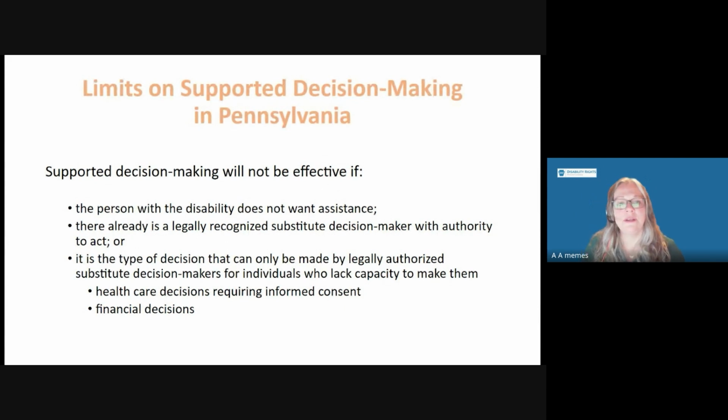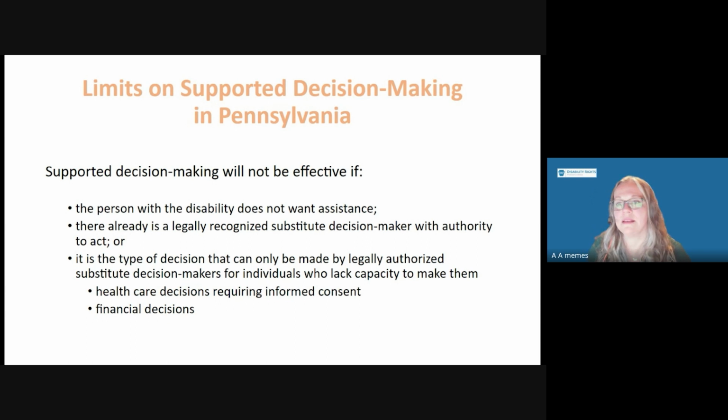The last one, we're going to talk more about these two categories because these are the ones that come up again and again. Supported decision making may not work if it's the kind of decision where it requires informed consent and the person that needs to receive that decision is not going to accept it from the person with a disability themselves.